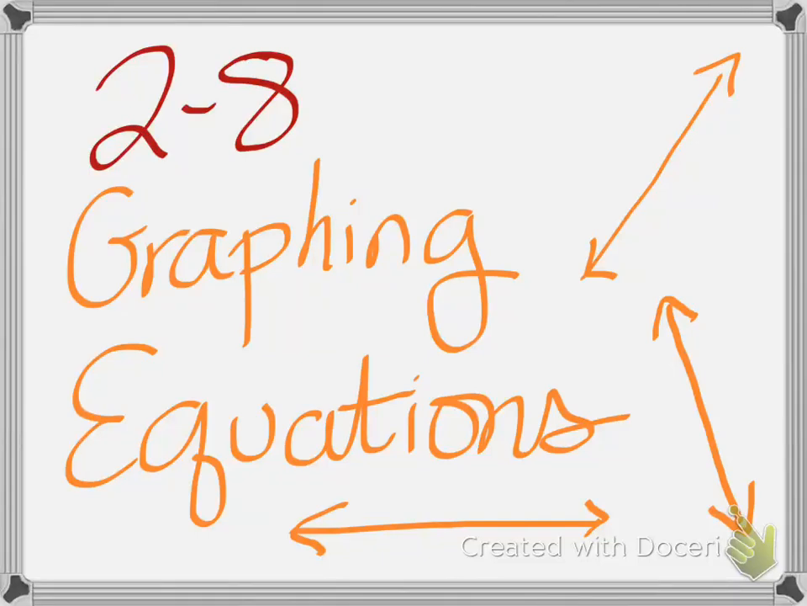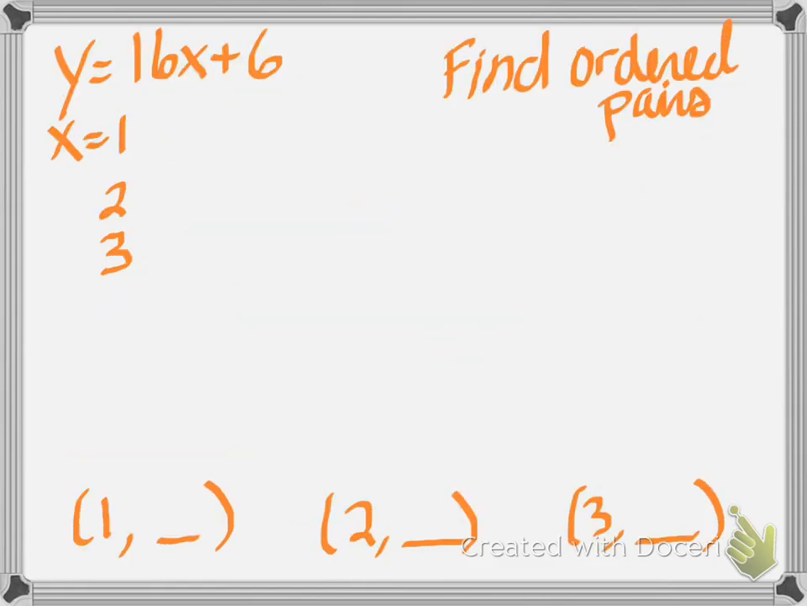Okay, this is 2-8, graphing equations. Here we go. So this first one says y equals 16x plus 6. And we want to find the ordered pairs when x equals 1, x equals 2, and when x equals 3. So in order to figure that out, we're going to take it one step at a time.